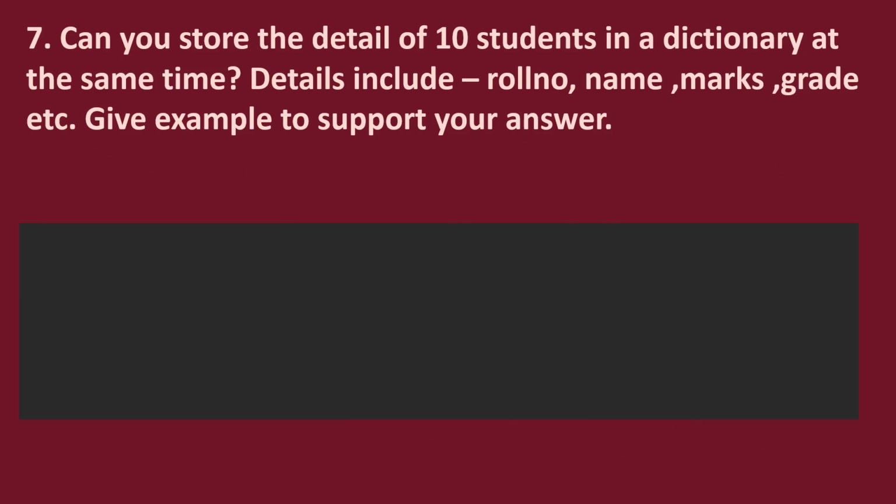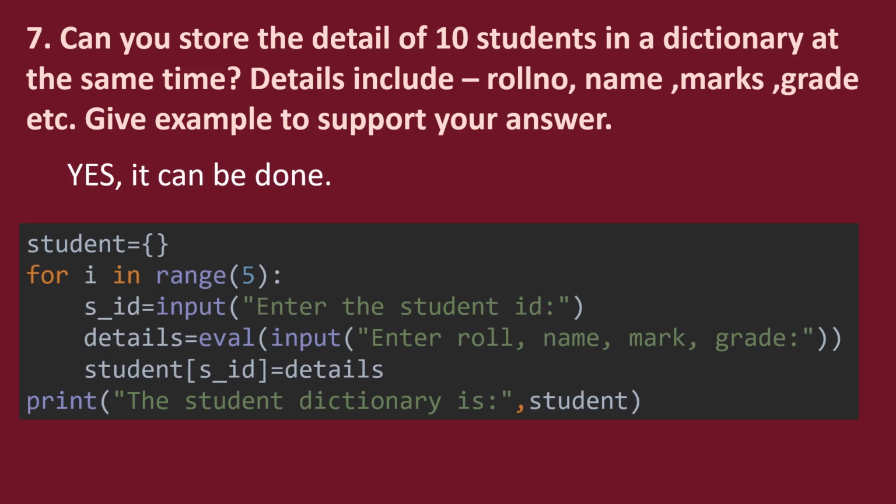Okay, can you store the details of 10 students in a dictionary at the same time? The details should include roll number, name, marks, and grade, etc. Now, yes, of course, it can be done. That means you can at a time store 10 students' details in a dictionary. You can do it in many ways, but you can easily use a loop to populate a dictionary.